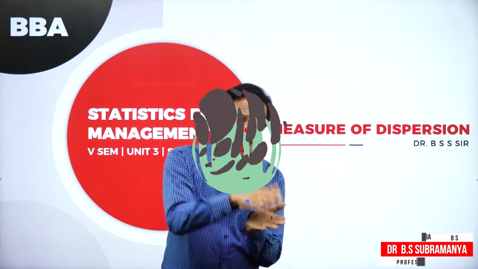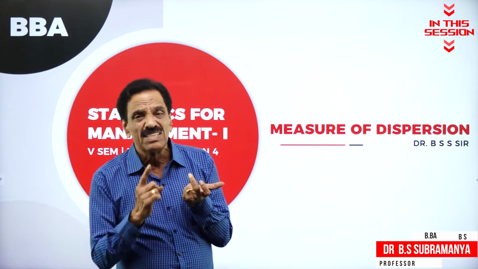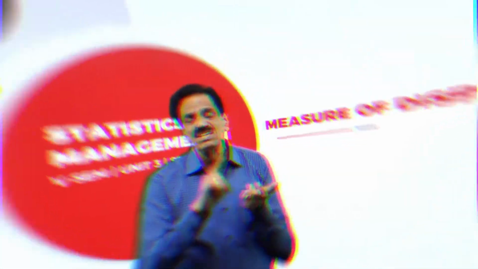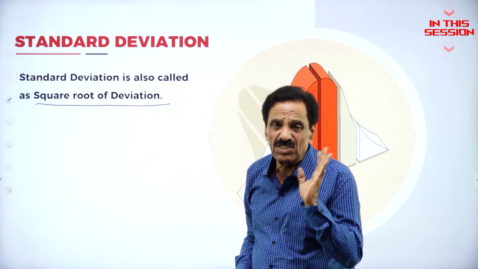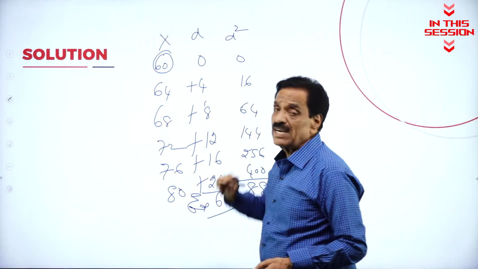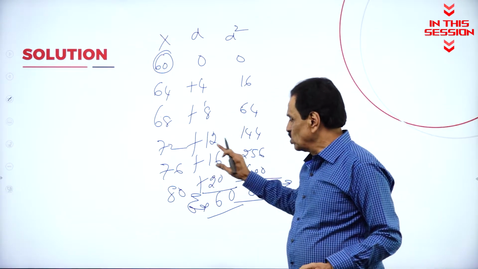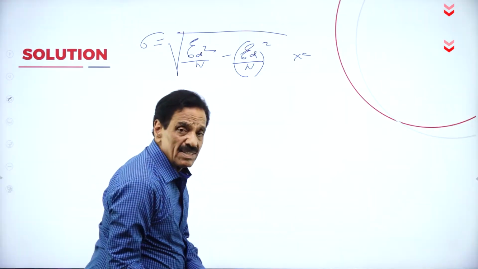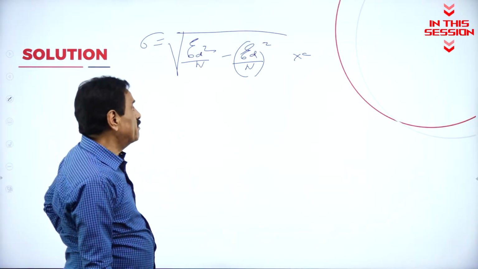Under this chapter, you are going to study one is called quartile deviation, second is standard deviation. Square root of the deviation is called standard deviation. I took 60 as a standard number. How much? 4 more, 8 more, 12 more. What's the formula? Sigma d square divided by n minus sigma d divided by n whole square into c.